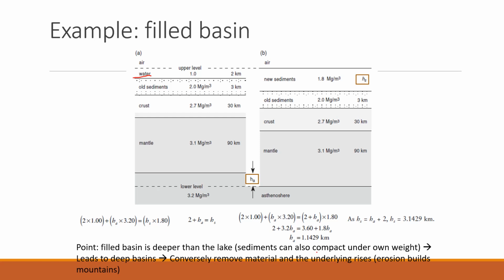Conversely, if you start removing material, the underlying material will want to rise up as well. So erosion will actually make mountains build, because if you start removing material, you're in an imbalance, so it's going to want to bob up. Then you can remove more material, which will make it bob back up. So mountains can actually grow as a result of erosion.